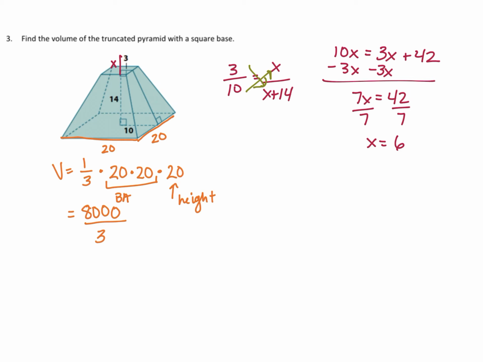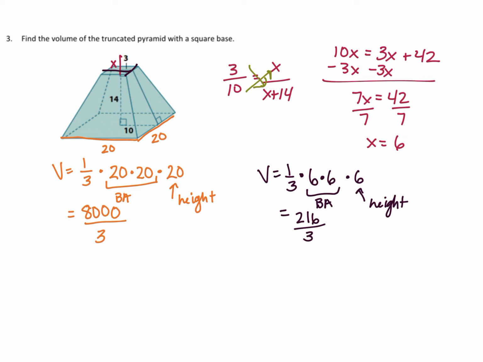But we're missing that top part. And the top part is 1/3. Its base area would be 6 across and 6 wide, so 6 times 6. And its height is also 6. Which is 216 over 3.